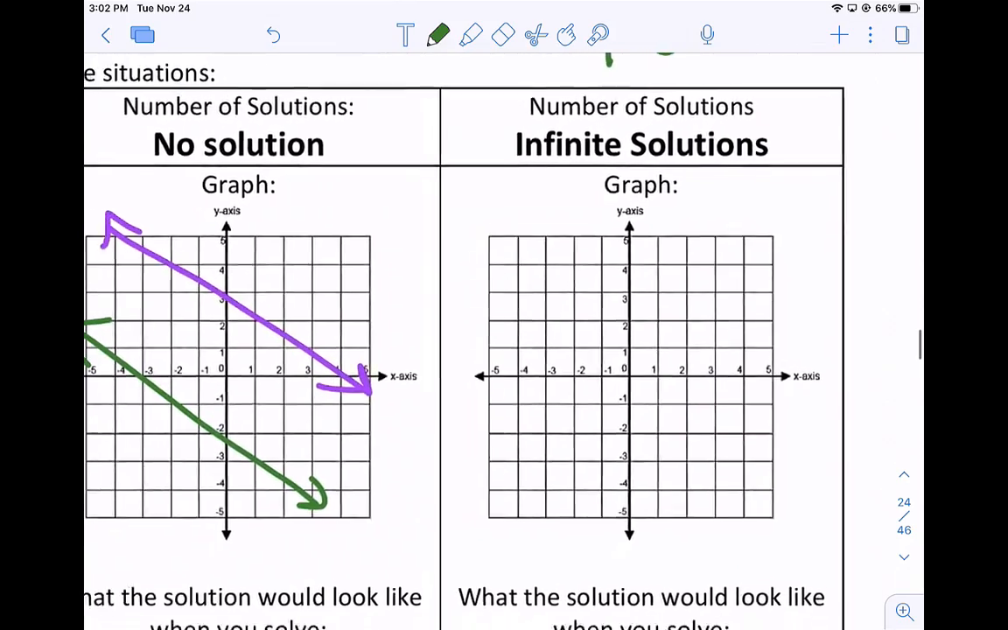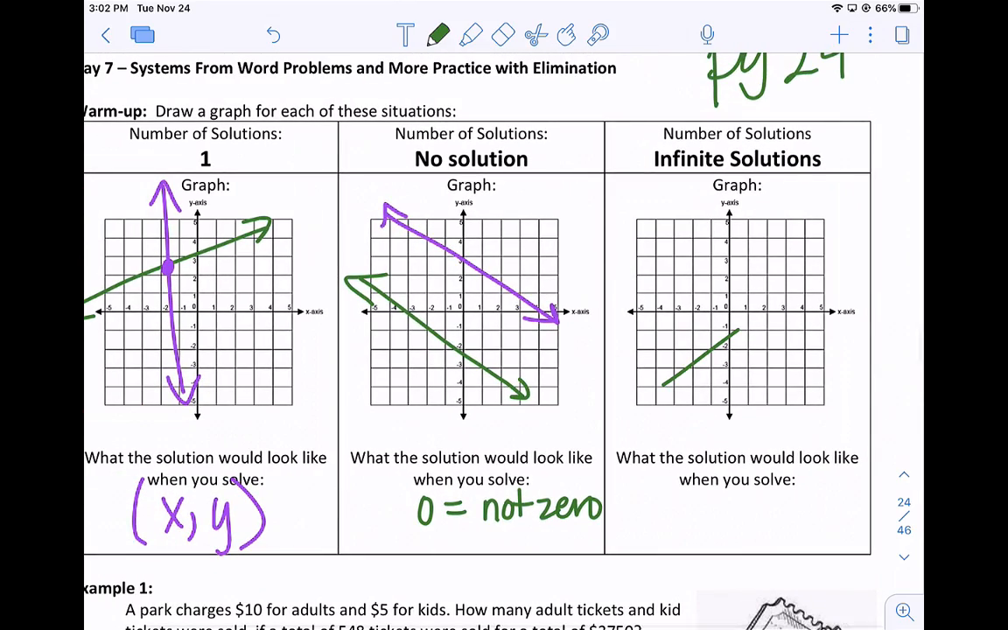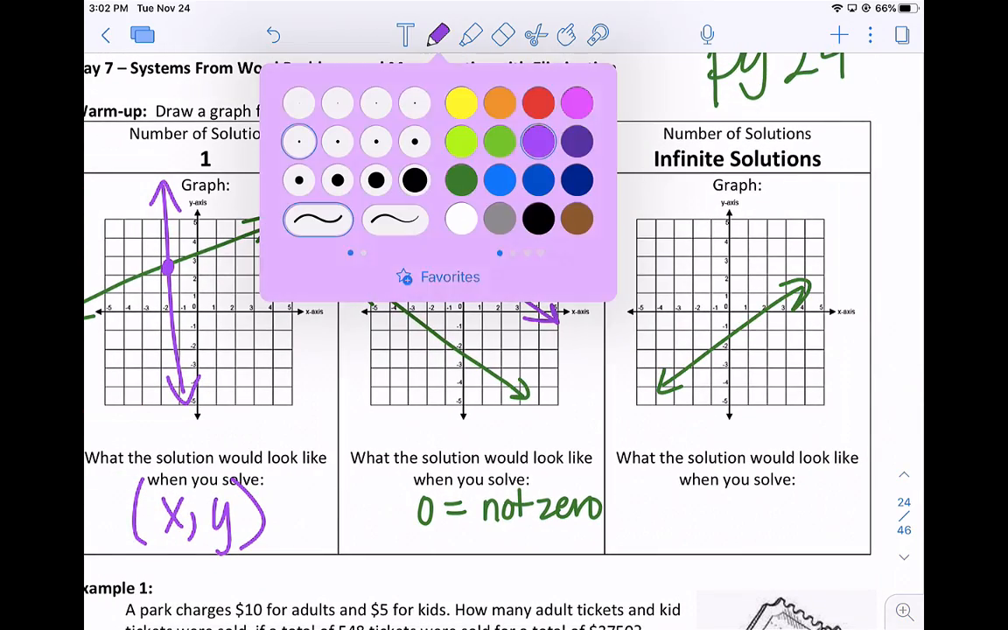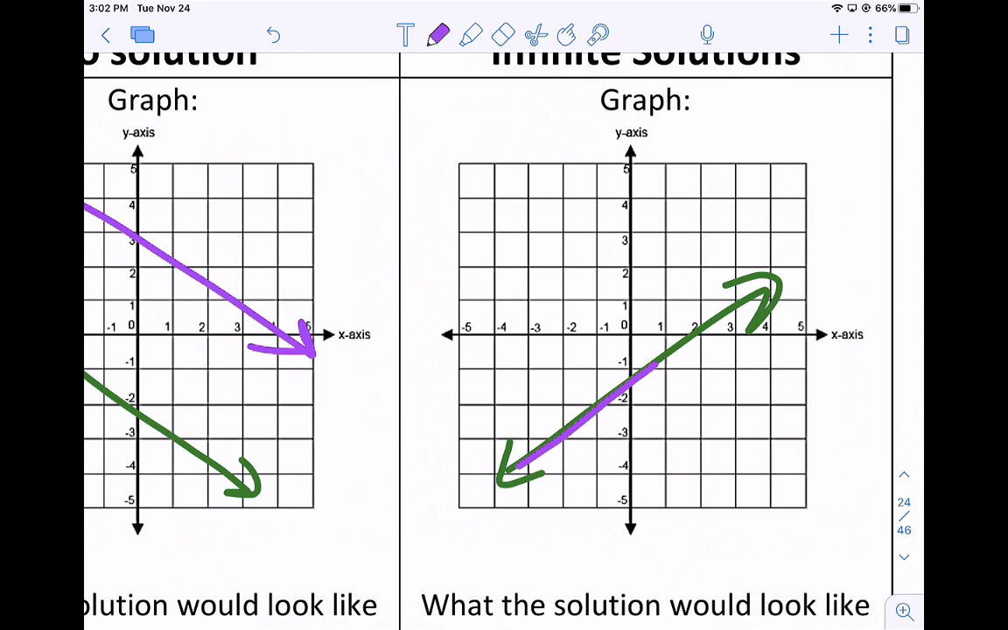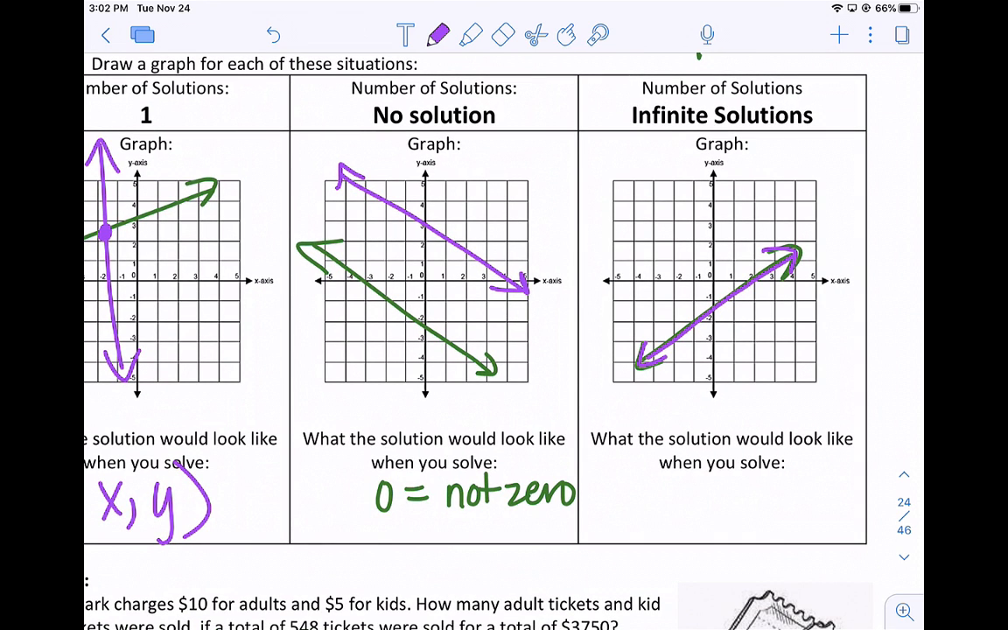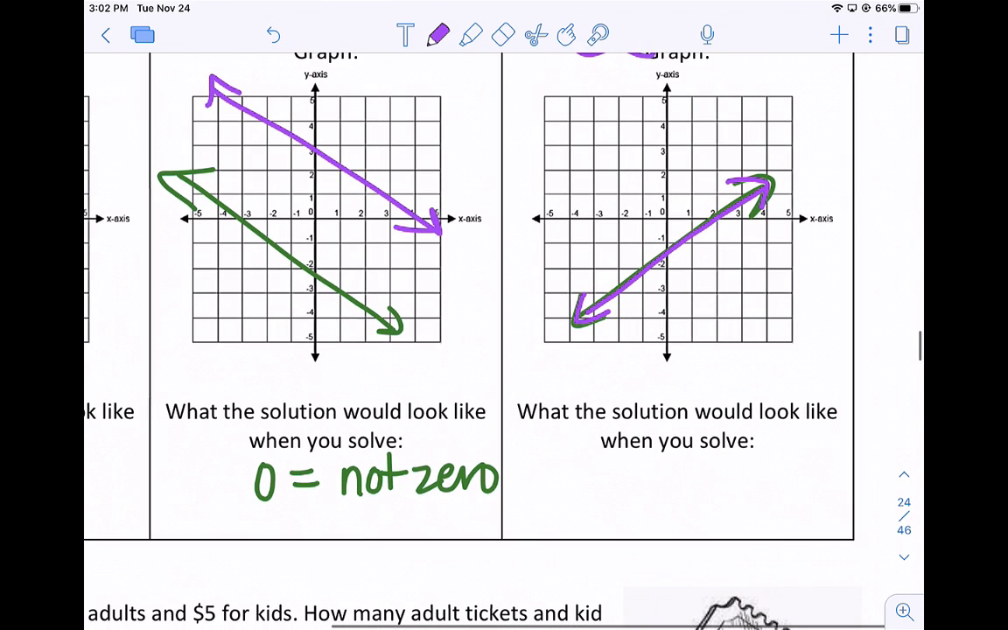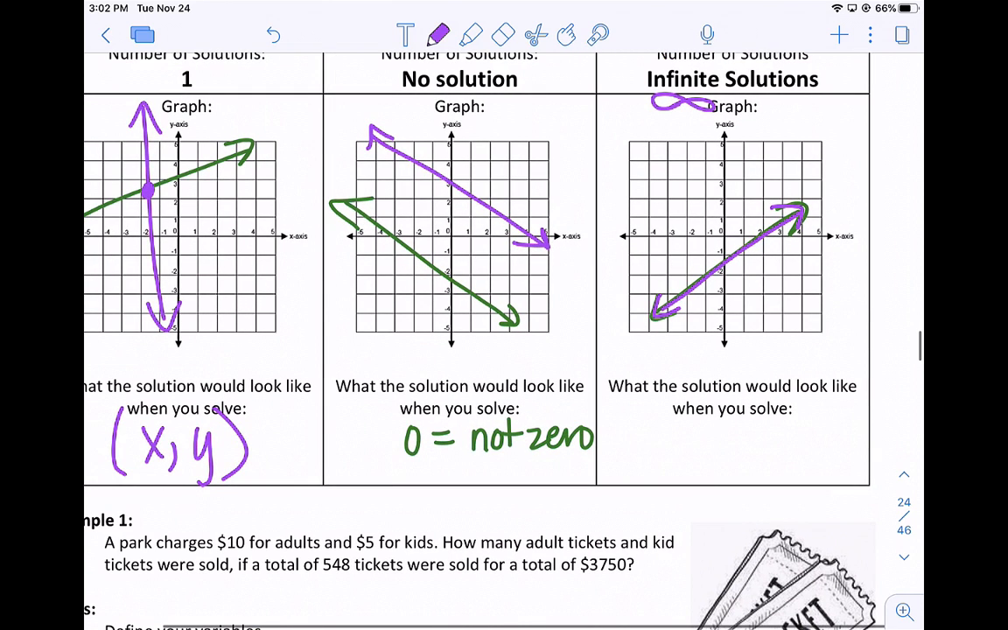And then we talked about infinite solutions and what that looks like. That is when you have a line and the other line is actually the same line. So if they are the same line, you have infinite solutions. And again, how can you tell that? Just by doing elimination, you will get 0 equals 0. And that indicates that it's the same line, you have infinite solutions.